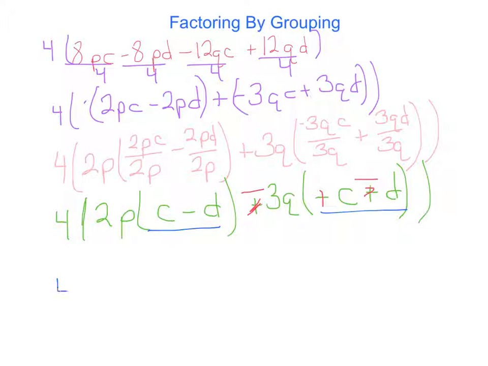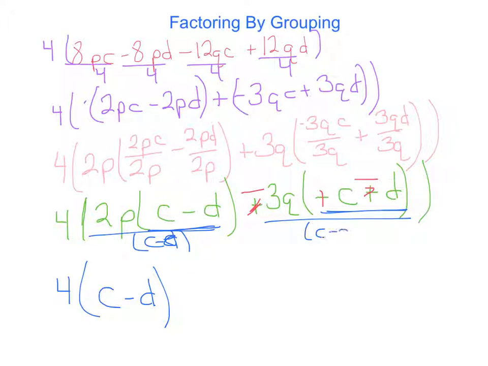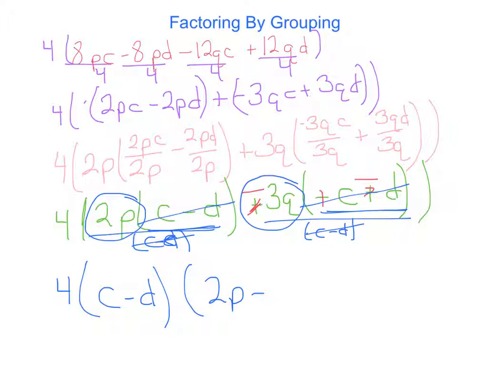We keep the 4. This right here would be your first binomial, C minus D. Then if you divide these by C minus D, that takes the C minus D's out, and you are left with 2P minus 3Q. So that's your second binomial. And you can FOIL these to check them as well.